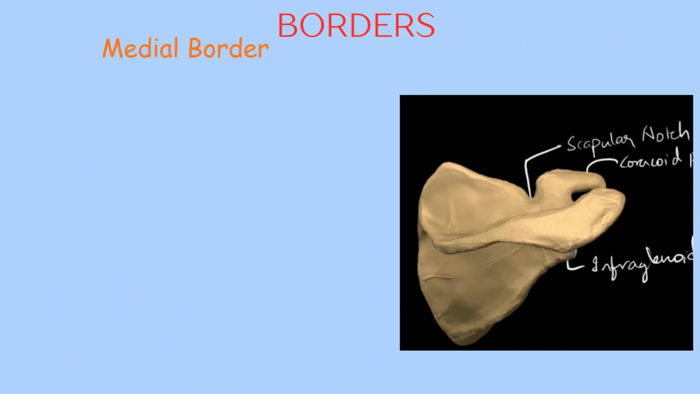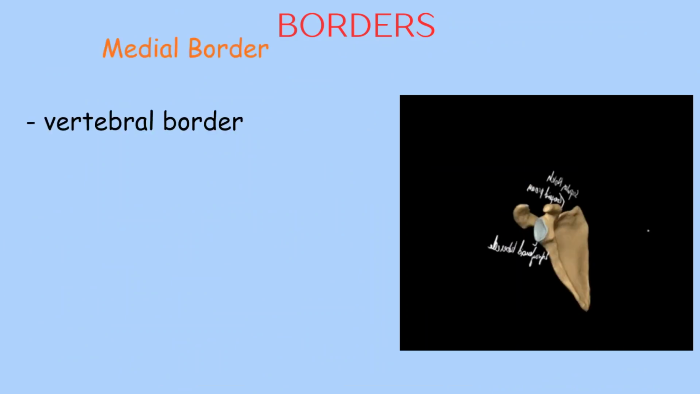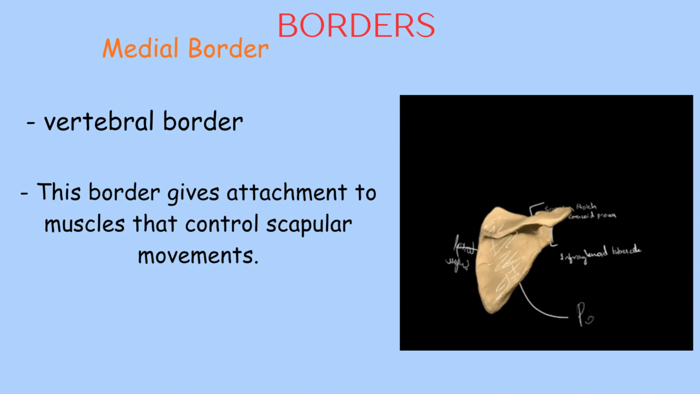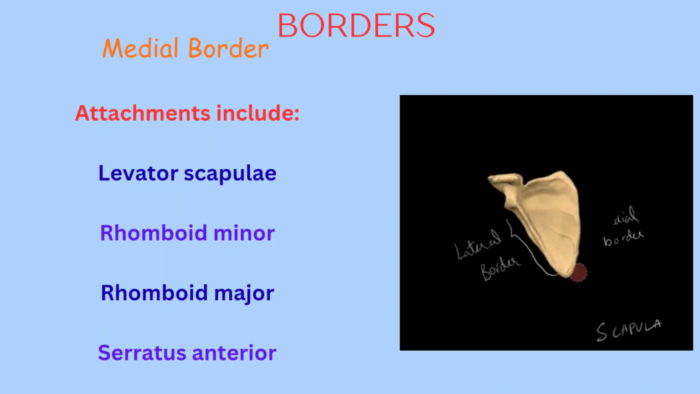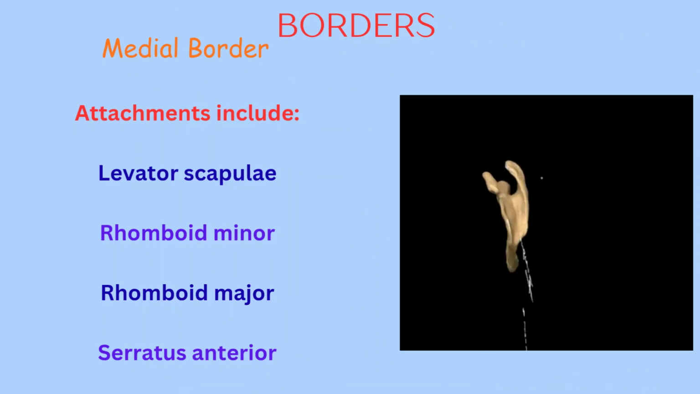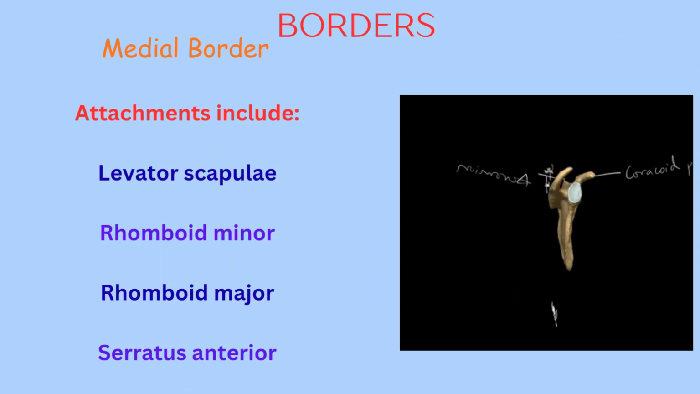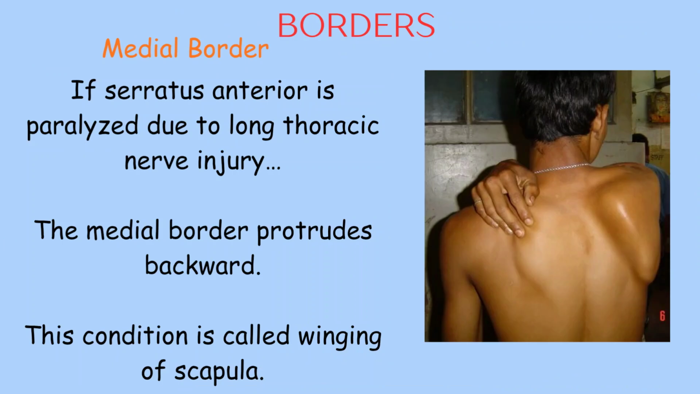Medial border, also called the vertebral border. This border gives attachment to muscles that control scapular movements. Attachments include levator scapulae, rhomboid minor, rhomboid major, serratus anterior. Now understand clinically, if serratus anterior is paralyzed due to long thoracic nerve injury, the medial border protrudes backward. This condition is called winging of the scapula.